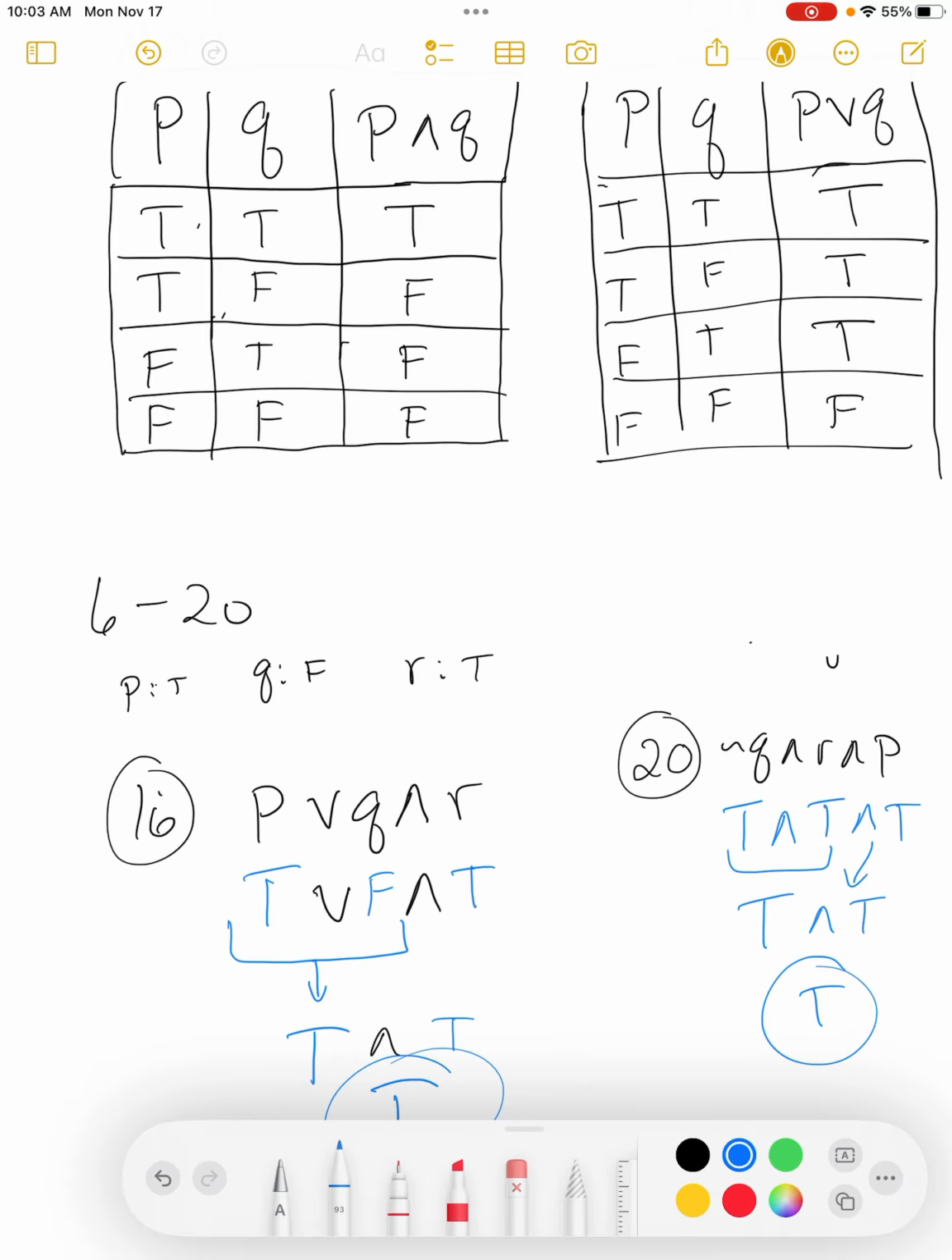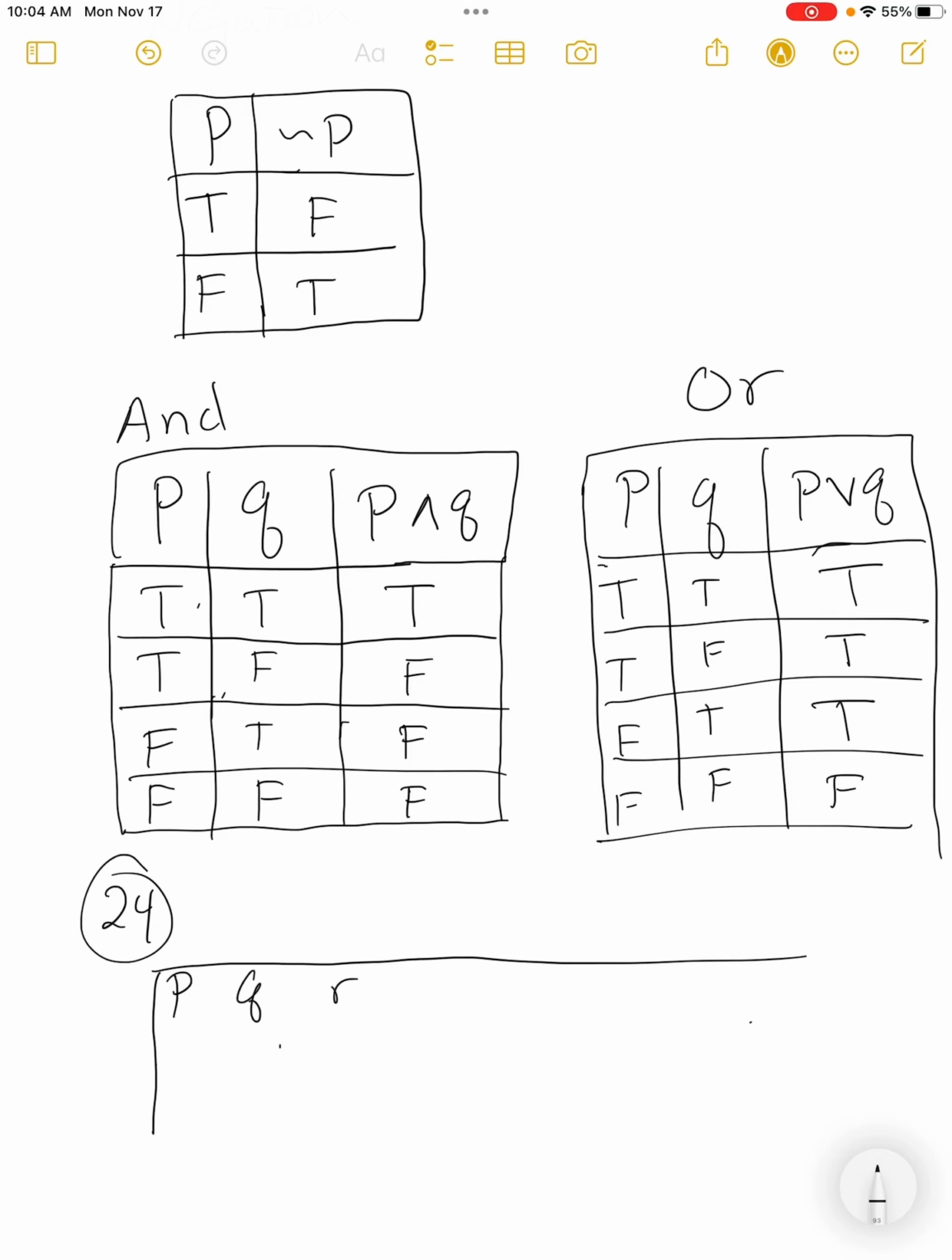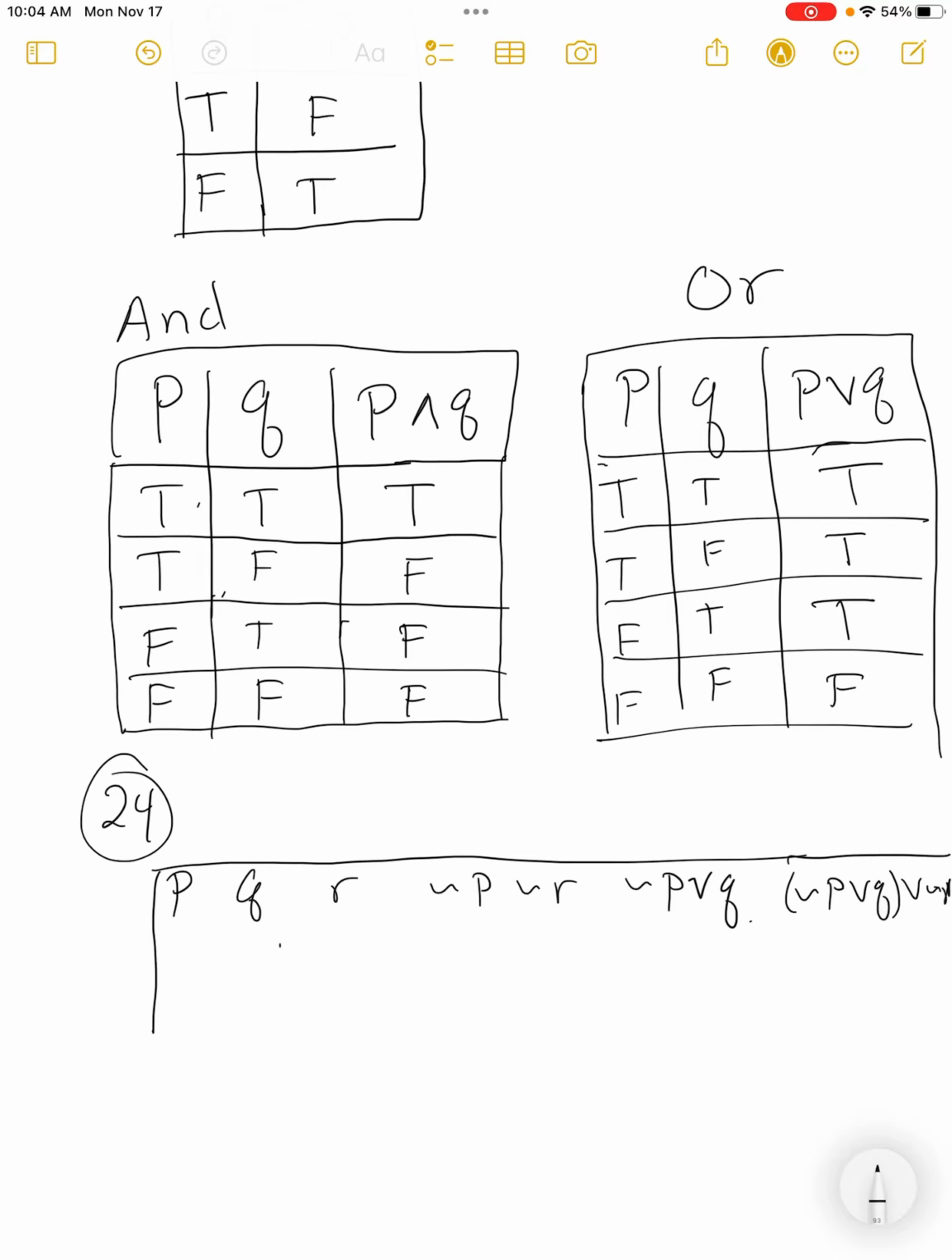You have basically the same thing, just not in words. So here's 24. 24 gives you a table that looks like this. It has P, Q, R, negation of P, negation of R, negation of P or Q, and negation of R. Sorry, that's the negation of R over there. I know that's not really readable. So that's what we have so far.